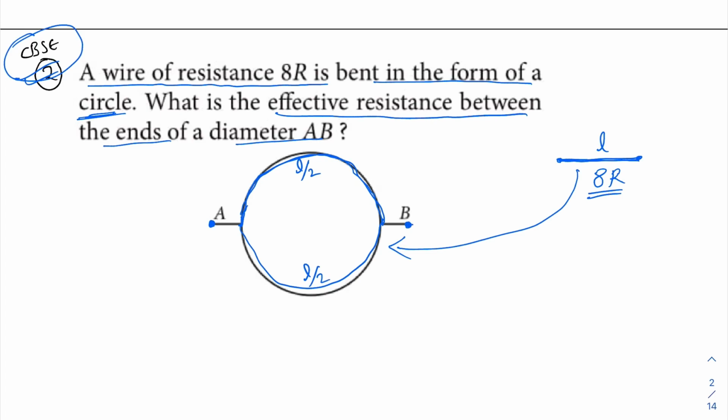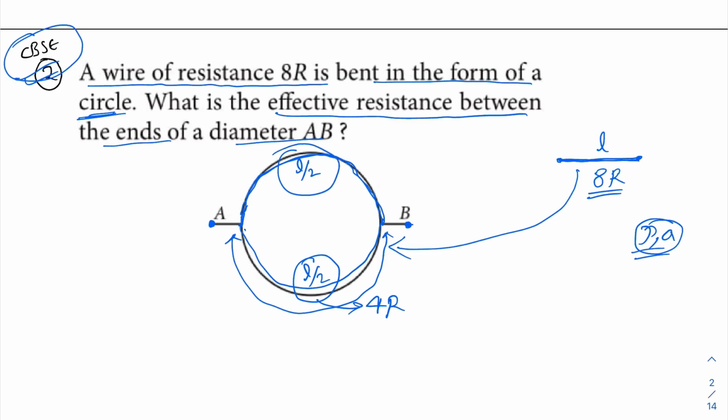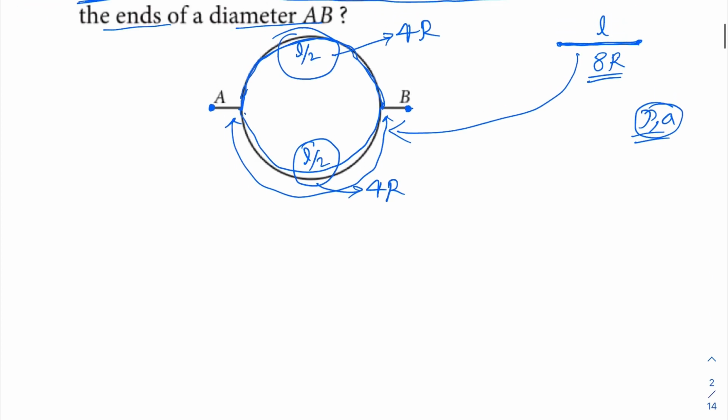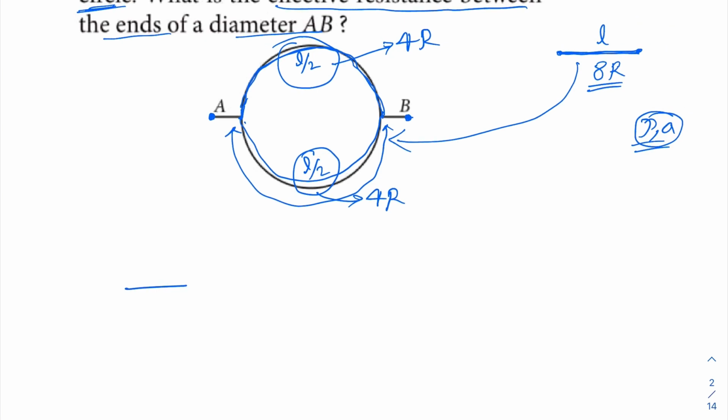As the length is halved, because of the same rho and same area, its resistance will be what? From this region to this region, the resistance will be 50% of this one, so it will be 4R. And similarly for this region the resistance will be obviously half, that is 4R. Now we will draw the equivalent diagram of this one.